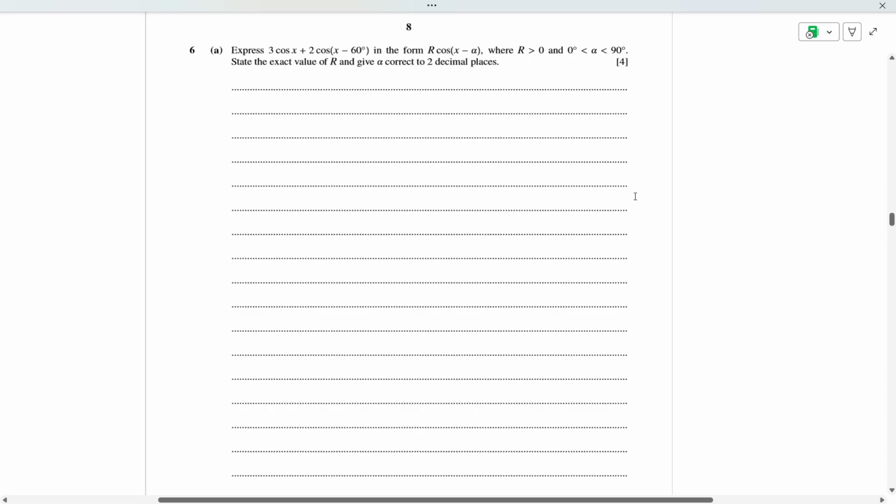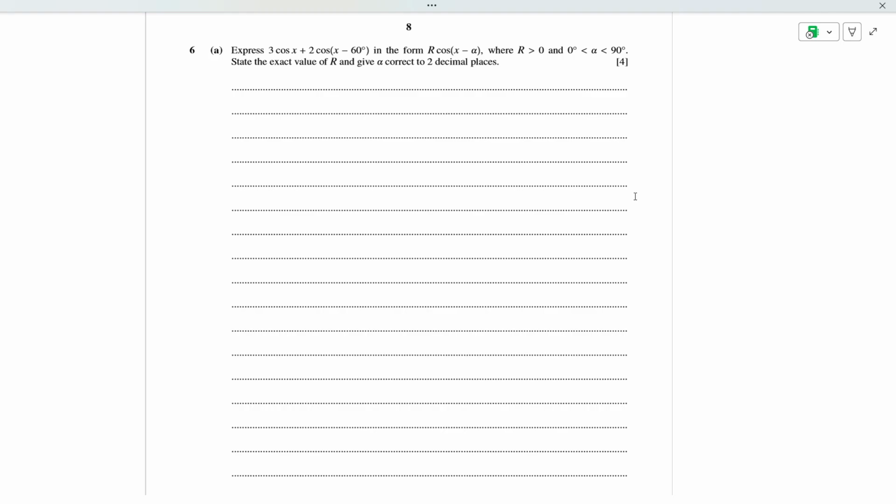Question 6. Express 3 cos x plus 2 cos(x minus 60) in the form r cos(x minus alpha), where r is greater than 0 and alpha is in the domain from 0 to 90. Take the value of r and give alpha correct to two decimal places.